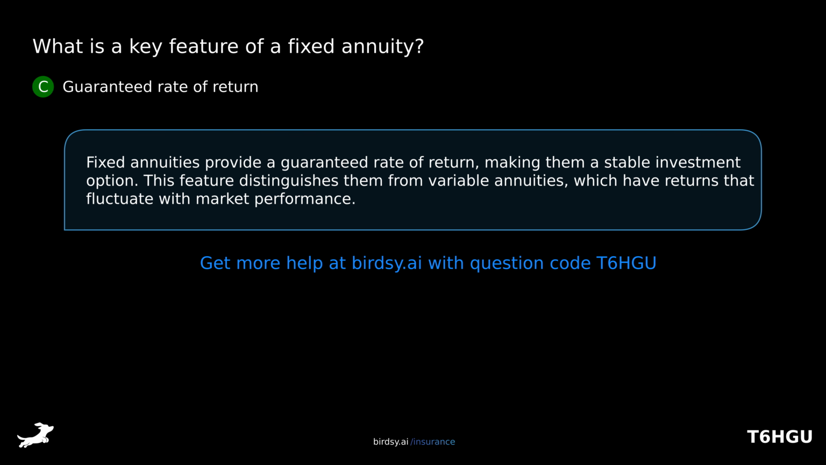Fixed annuities provide a guaranteed rate of return, making them a stable investment option. This feature distinguishes them from variable annuities, which have returns that fluctuate with market performance.